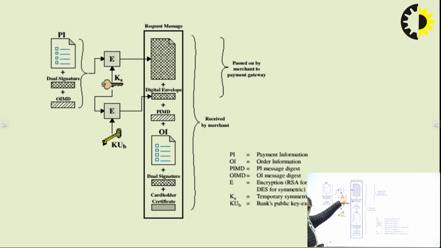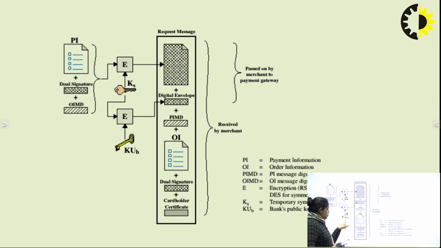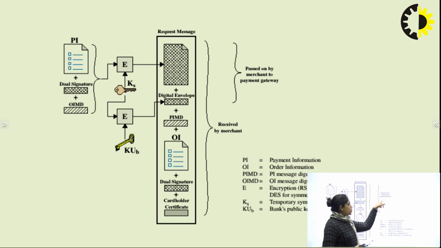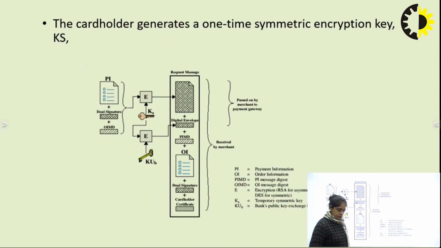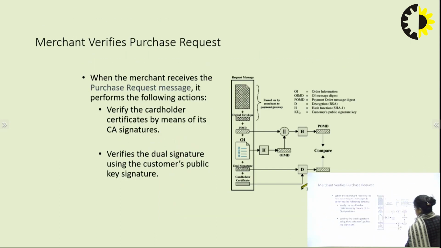They go here and encryption takes place with the help of the session key. This encryption is then done with the help of the public key of B. Then these two things go inside the request message. This is the first part, this is the second part. They are attached with the payment information message digest and order information. The dual signature and cardholder certificates will be there. All these things together comprise a single request message. So you can see it is received by the merchant, and this particular portion is passed on by the merchant to the payment gateway. Now in the next part, I am zooming in.